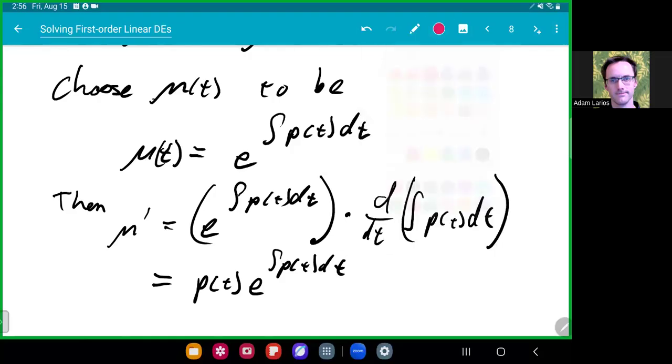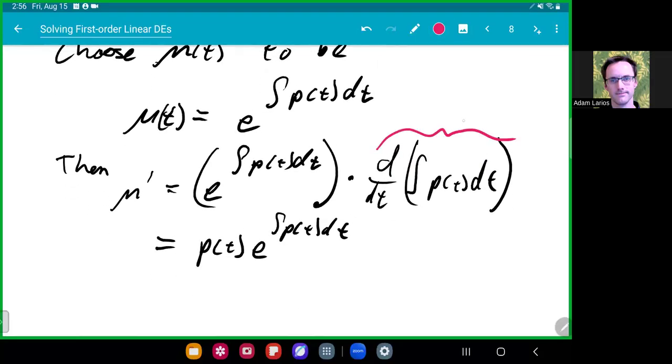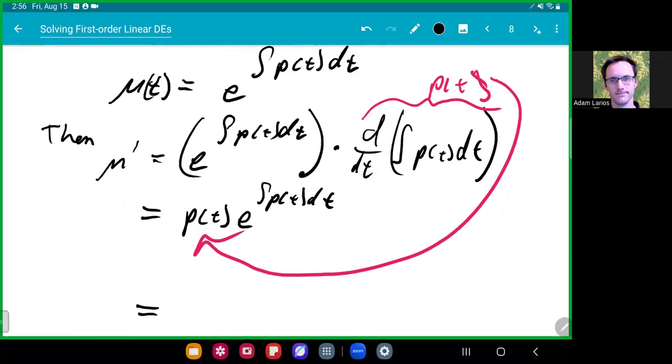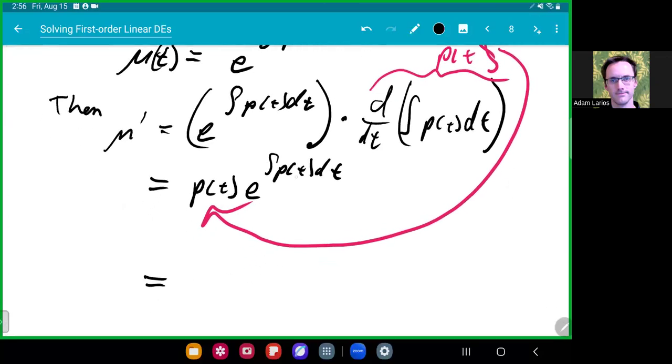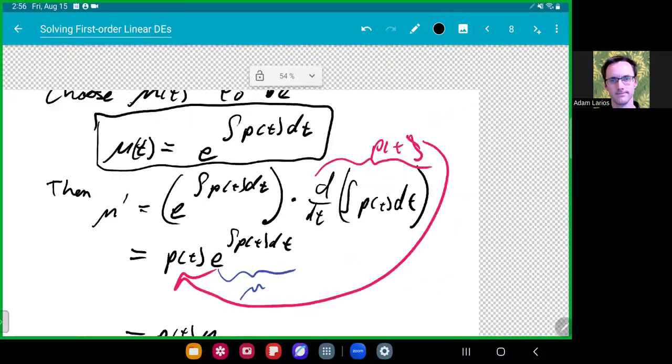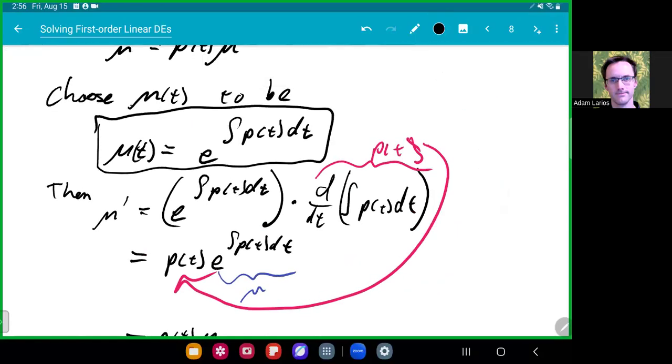So I'm writing, right, this thing is just p of t. I'm using that right there. And so this bit here, this is our mu. So indeed, this is just p of t times mu. So that's it. That is the magic. That's how choosing mu in this way is the secret sauce to make the integrating factor technique work.